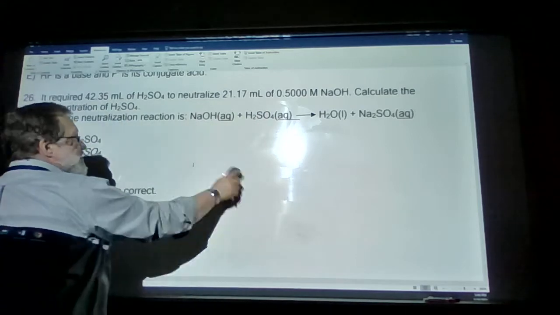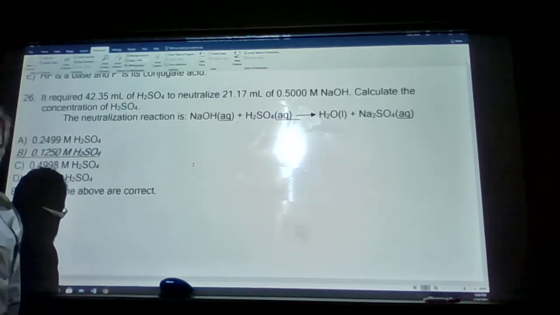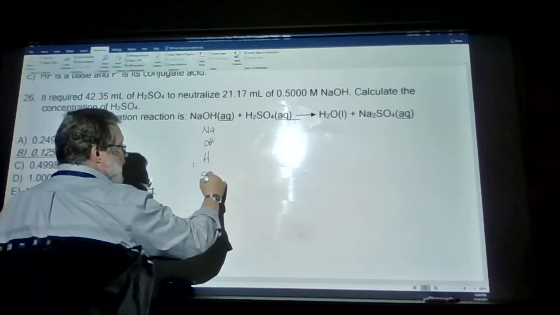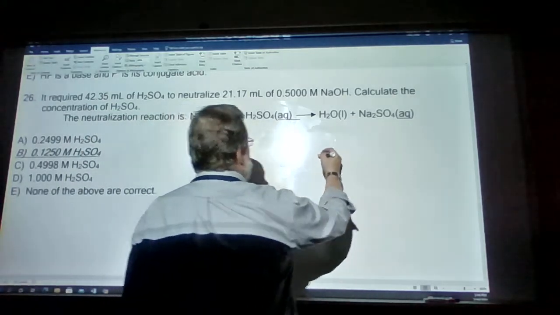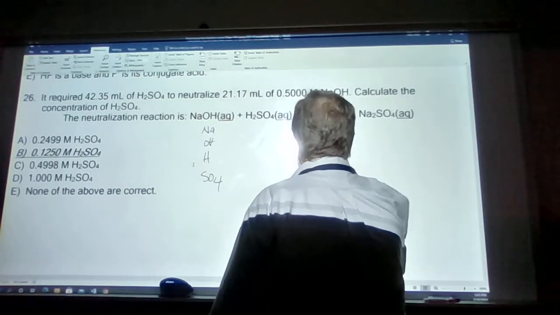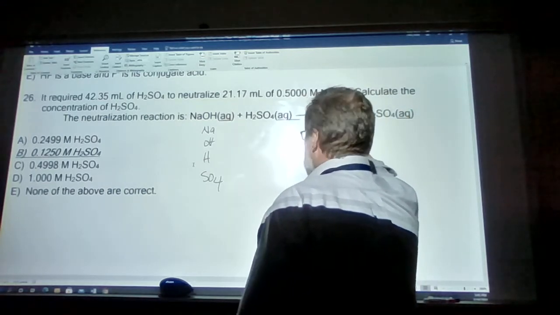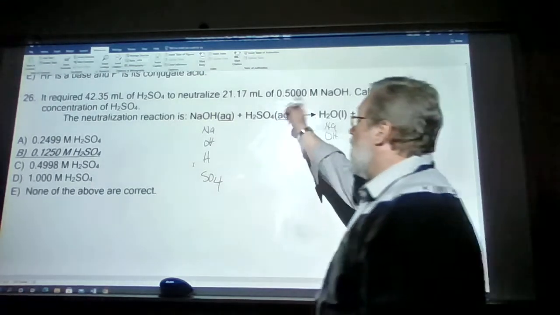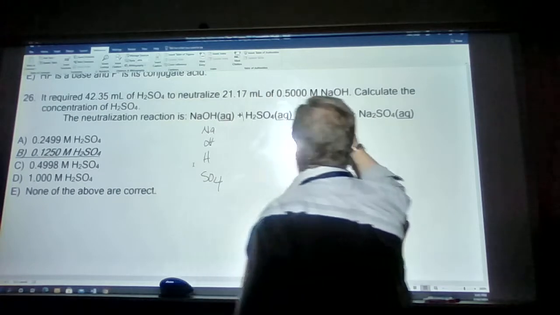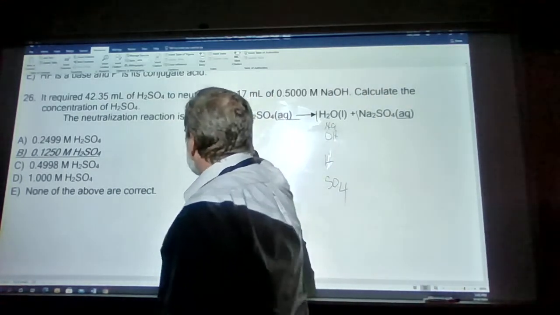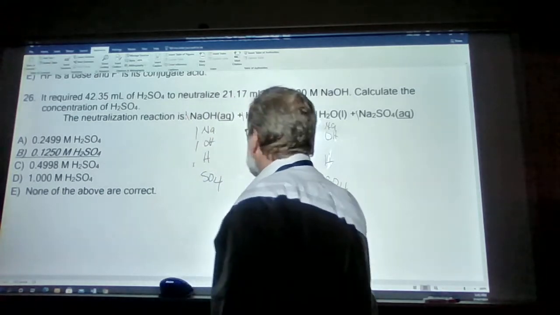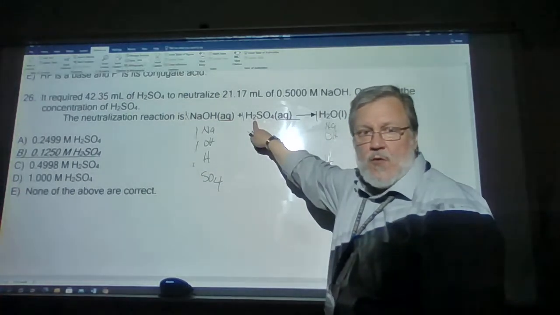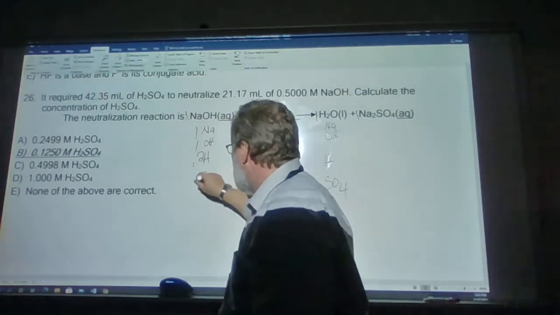Question: the way that the reaction is written, is it balanced? Na, OH, H, and SO4. We have OH, H, and SO4. Do we have the same kinds of things on both sides? Yes. Next thing, 1 in front of everything. 1, 1, 1, 1. 1 Na, 1 OH. 1 H2SO4, but there's 2 H's. 2 there, 1 there.